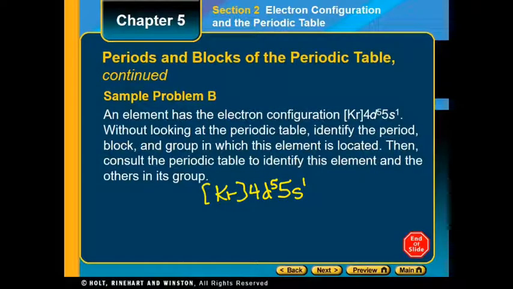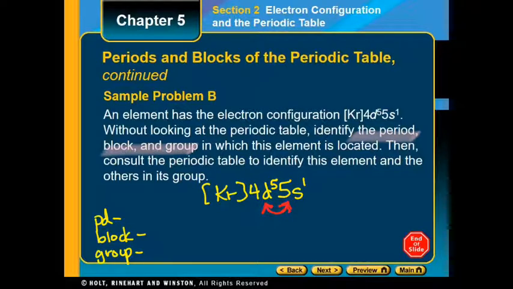Okay, here's a new problem involving the d block. It gives you the noble gas configuration for an element. Again, it says without looking at the periodic table, it wants you to identify the period, block, and group where this element is located. So period, block, and group. Now, if you recall, the order of filling, 5s in this case would fill up before 4d. And they also give you one of the exceptions.